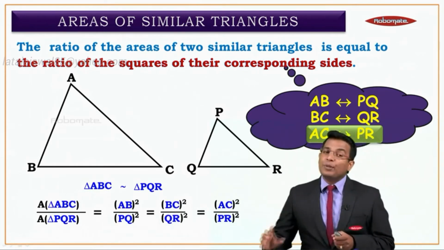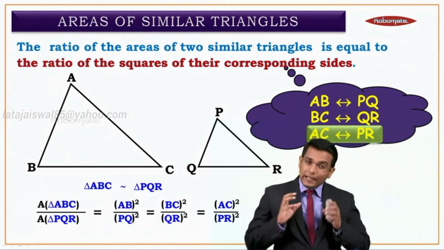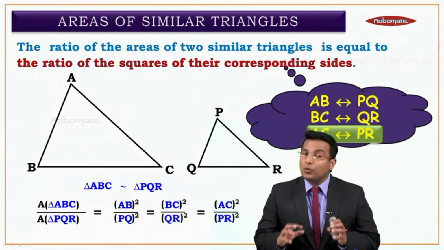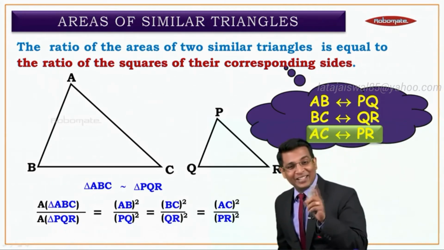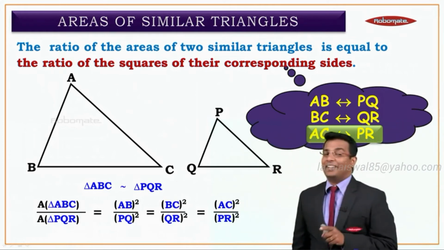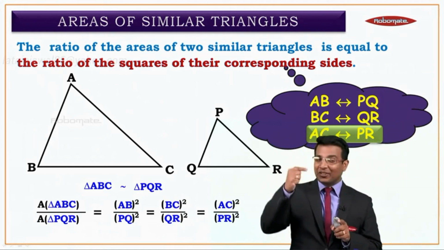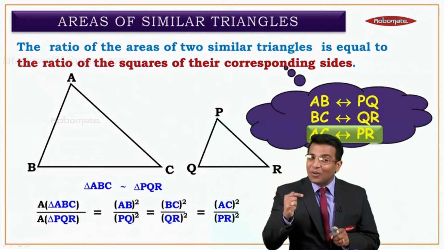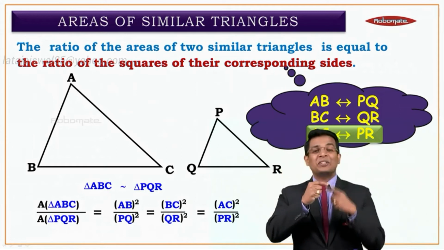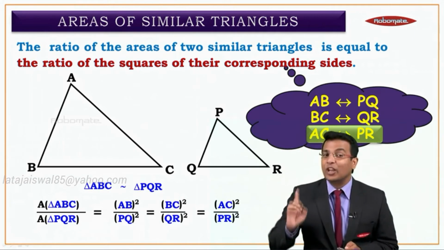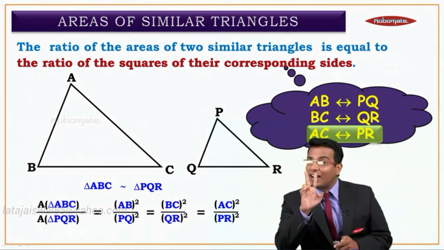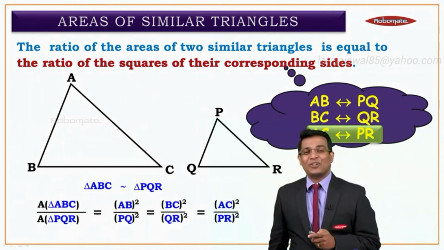So what you understood is that this theorem can be applied when two triangles are similar. Whenever two triangles are similar, we can write that the ratio of the areas of two similar triangles is equal to the ratio of the squares of the corresponding sides, right? This is what you learn. But remember, this can only be applied when two triangles are similar. That's a condition which we need to understand.